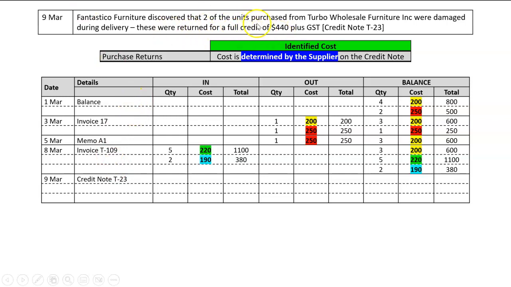Well, it says there were 2 units returned, and the total was 440 plus GST. Now, the only way the maths of that add up is if those 2 units were $220 each. So the 2 that went out must have been 2 of the green ones, because that's the only way we can get 440. So if the day before we had 5 of the greens, 2 went out, we still got the 3 yellow ones, nothing happened there. But the 5 green ones, 2 were sent back, so now we're left with 3. And we still got the 2 at 190 with blue labels there.